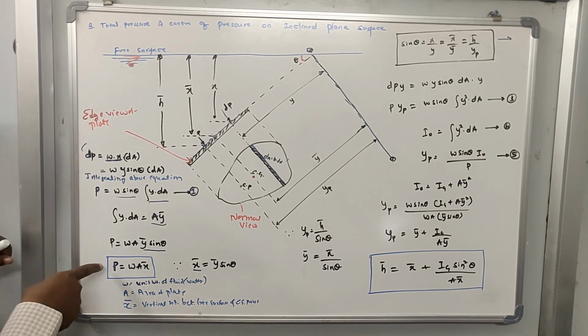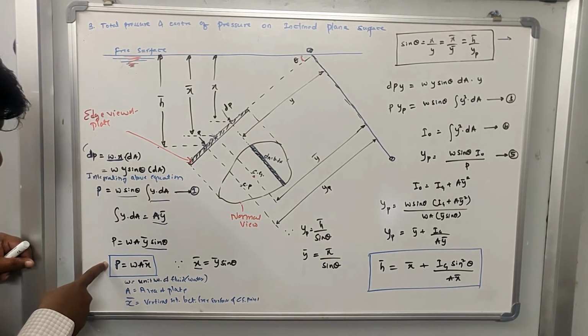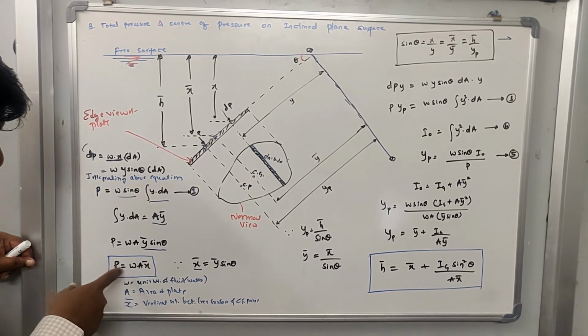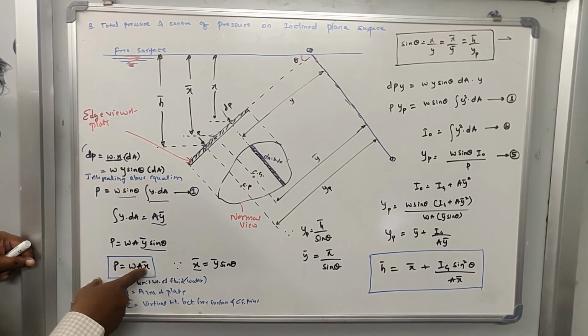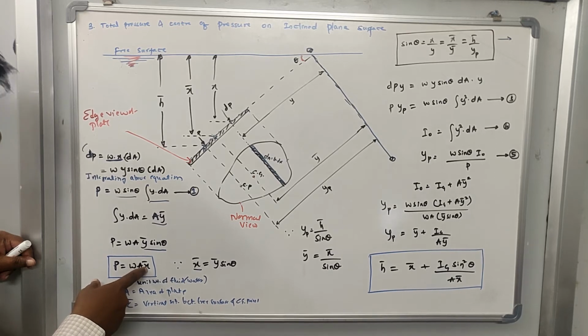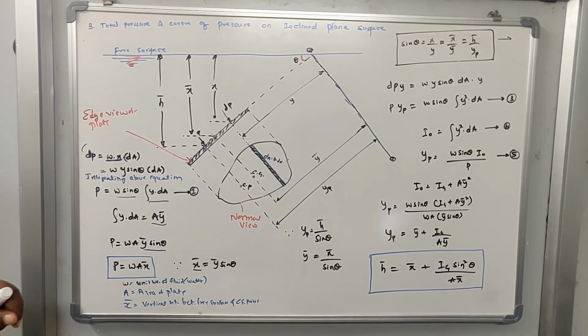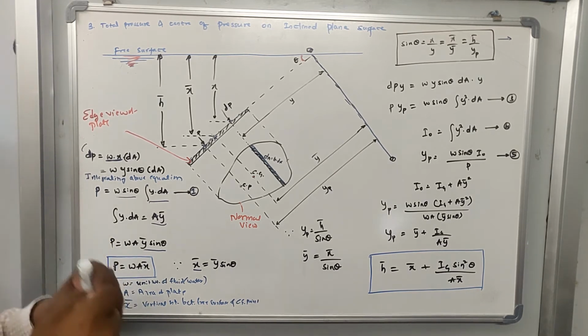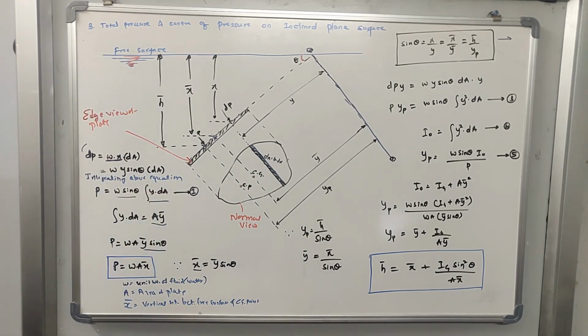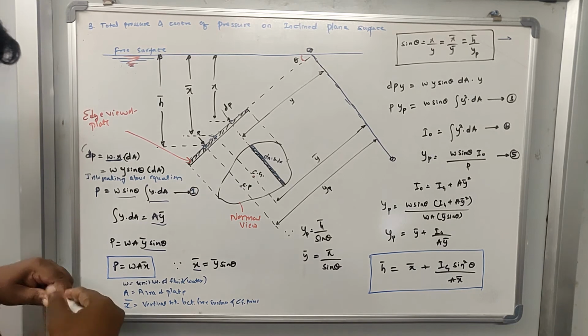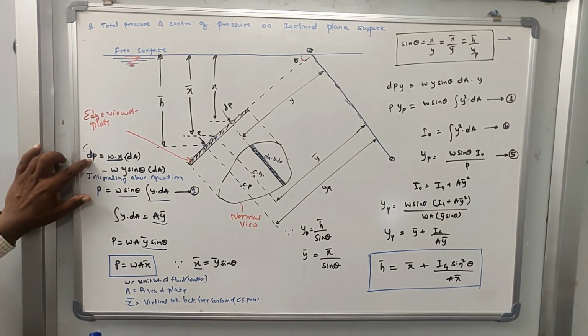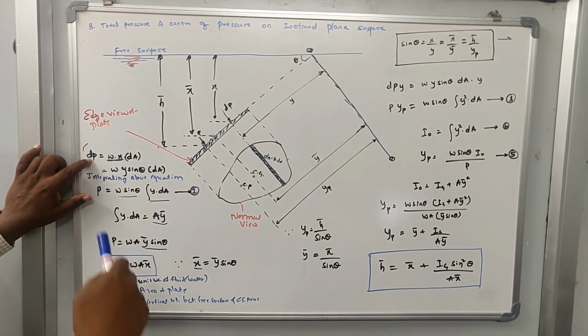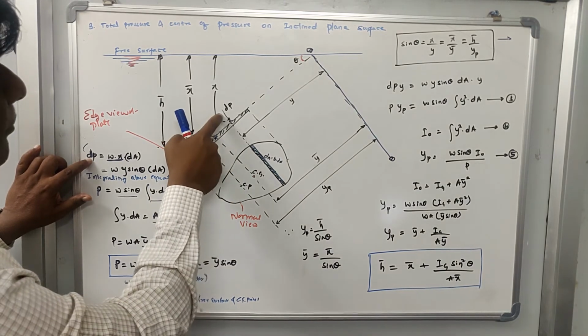So this is the total force. We know the magnitude of the total force, P is equal to W A x bar, acting on the inclined plate. The next important point is the point of application, meaning at what point this total force is going to act on this inclined plate. For that, let us take the moment of this dP. What is dP?